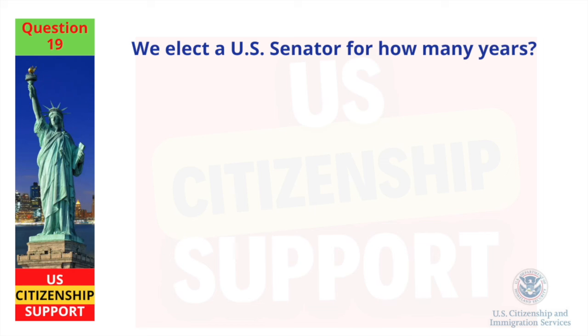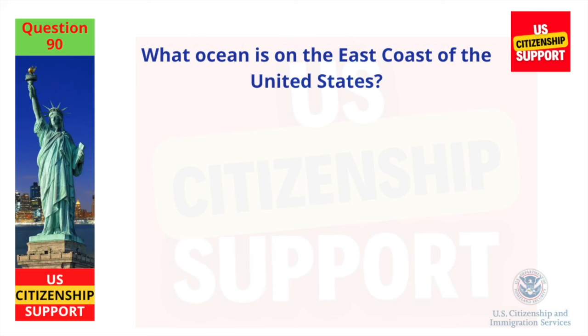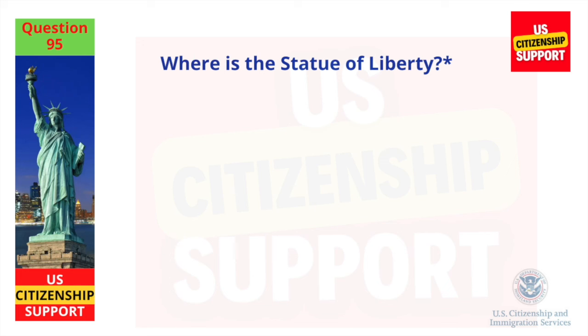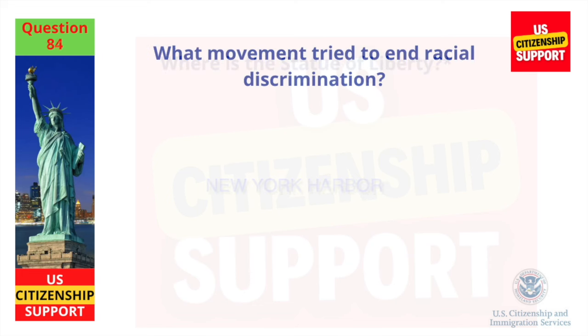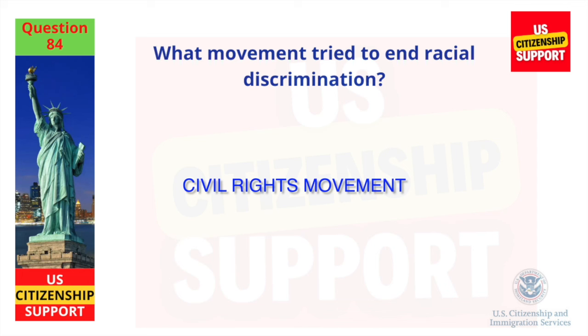We elect a U.S. Senator for how many years? 6. What ocean is on the east coast of the United States? Atlantic Ocean. Where is the Statue of Liberty? New York Harbor. What movement tried to end racial discrimination? Civil rights movement.